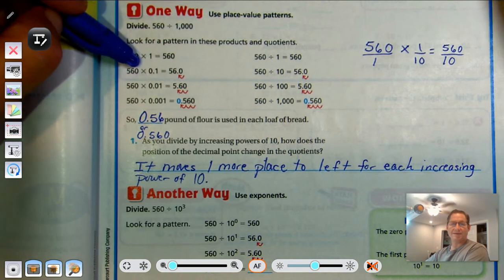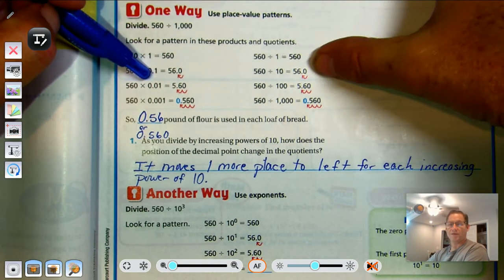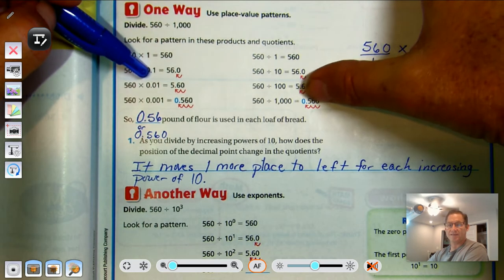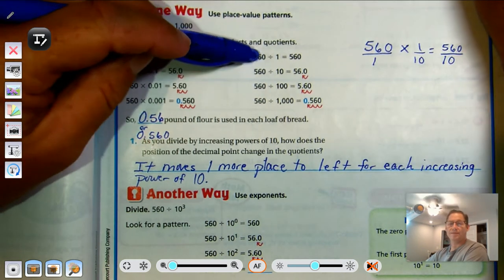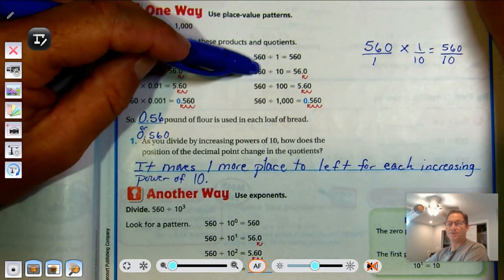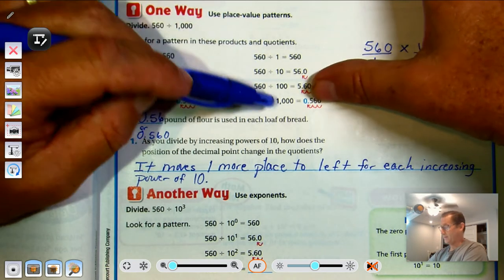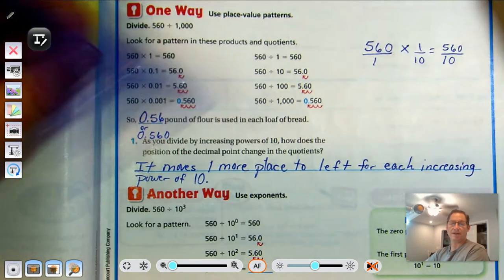Okay, so this was, in a sense, 10 to the first. And we moved the decimal point one place to the left. This was 10 to the second power, we wound up moving the decimal point 2 places to the left. 10 to the second is 1 power greater than 10 to the first. Here we only moved it once. Here we moved it twice. Here we divided by 10 to the third power, and we moved the decimal point 3 places to the left.